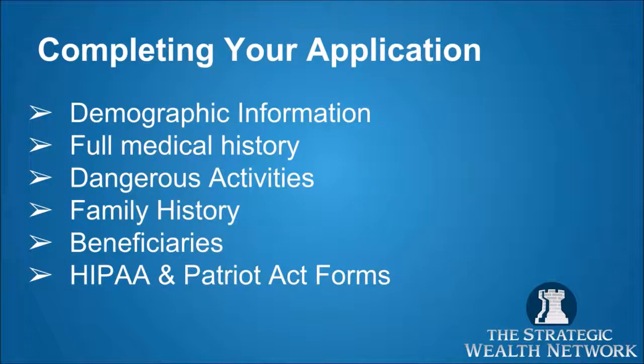Okay, so let's get into actually completing your application. These are the areas that the application covers. All demographic information. Where are you from? Where were you born? Where do you work? Full medical history. And I mean full medical history. If you've ever had cancer, if anyone in your family has had cancer, heart disease, diabetes, all of these things, major surgeries in the past 10 years, dangerous activities. Dangerous activities include scuba diving, piloting, race car driving, motorcycles, your driver's license history, your driving record, if you've had any DWIs, if you've had any excessive speeding tickets.